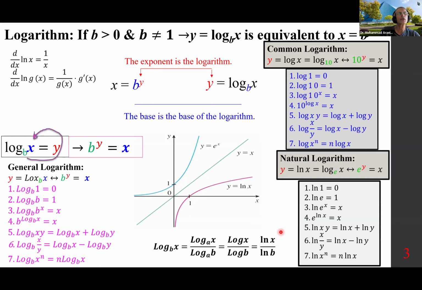As far as their derivative is concerned, ln x, you just flip it over. G of x, you flip it over, you multiply by g prime using the chain rule. And if the base is not e, you also tag along 1 over ln b.